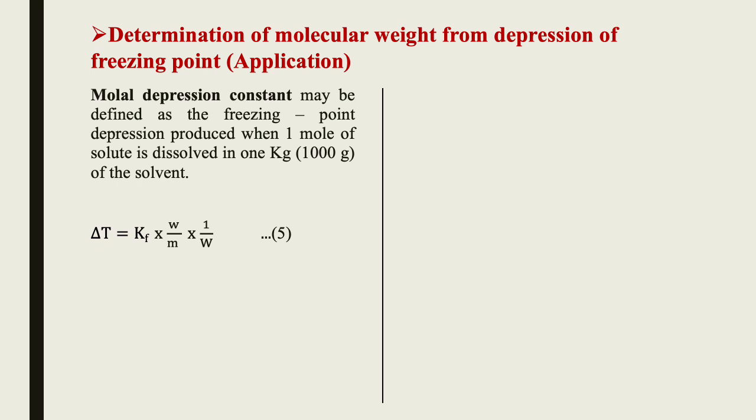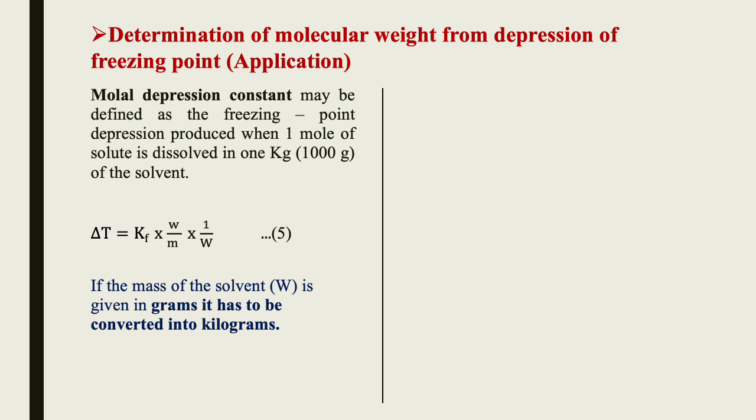So at that time you will get this equation number 5, where delta T is equal to Kf into w divided by small m into 1 by capital W. Here this term represents the number of moles of the solute, and this is the solvent. So if you multiply with the constant Kf, you will get the depression of freezing point.